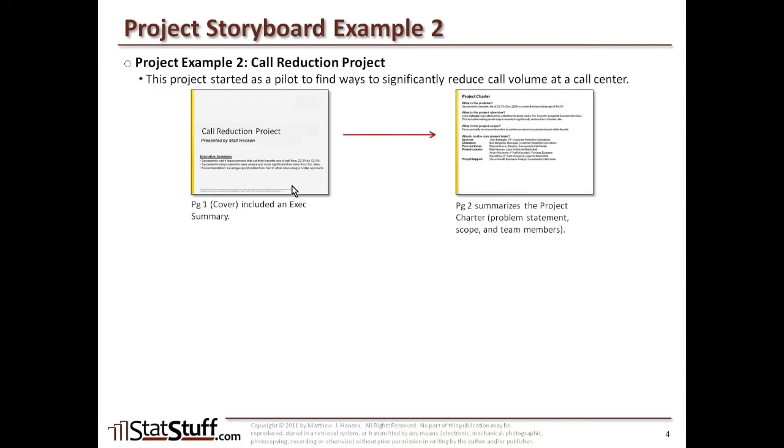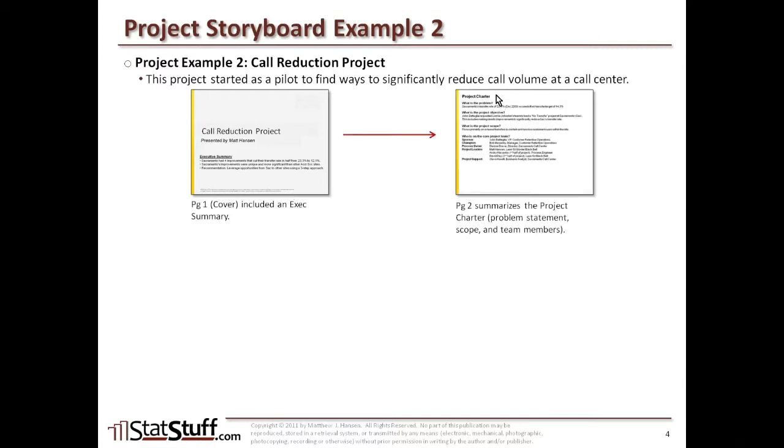In this next example, it was for a call reduction project. That is, we were trying to find ways that we can significantly reduce the call volume for one particular call center. And the findings that we would have from that is something we can leverage to other call centers. So when we started off with this and communicating it, as is typical for the way that I would do it, my cover page again was just real simple, and I also identified on here an executive summary for the key points that I wanted my audience to know.